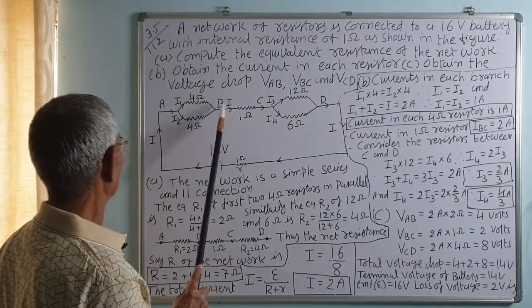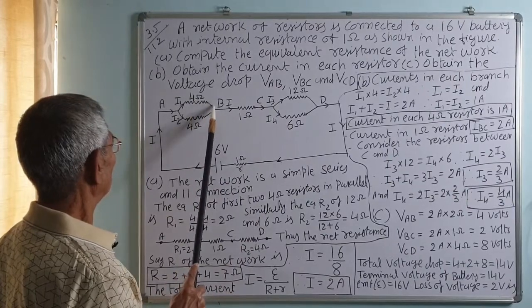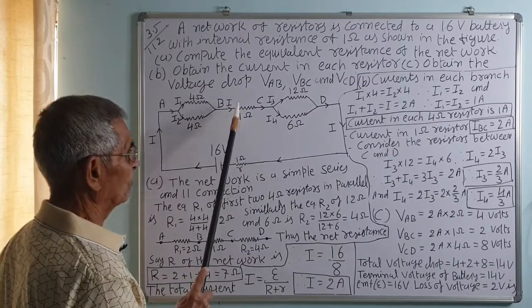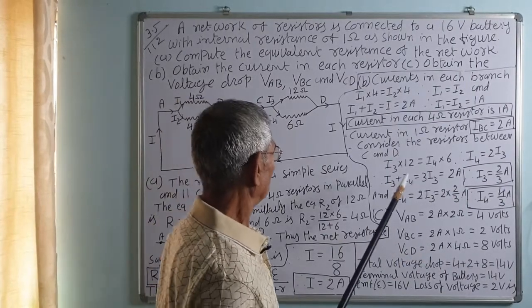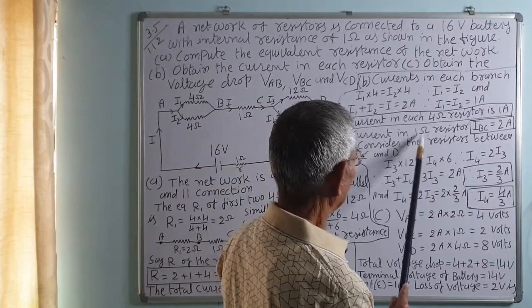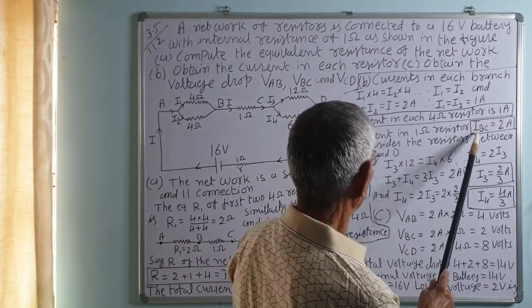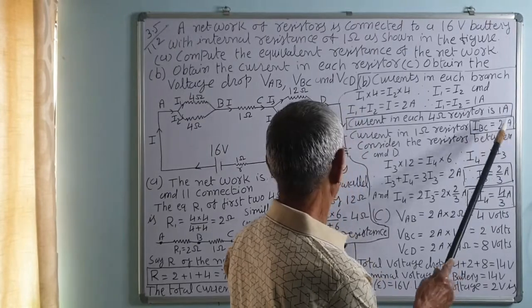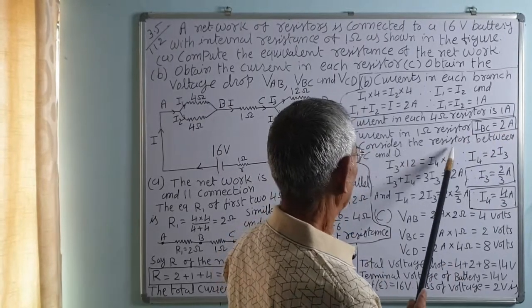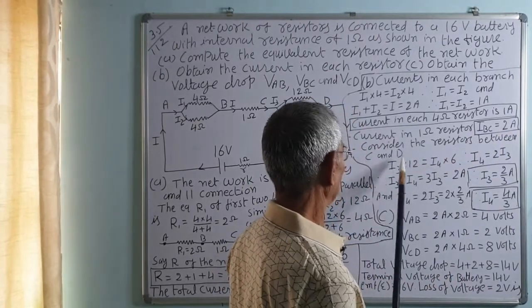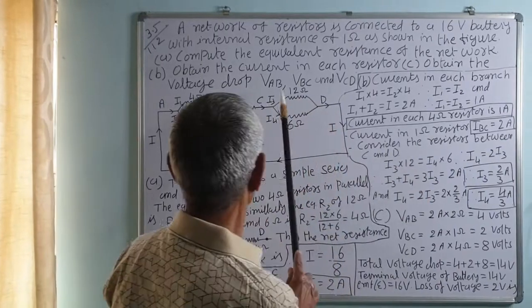Here the total current, I1 and I2, they meet here. So, here in the 1 ohm it is 2 ampere. The current in the 1 ohm resistor, that is IBC, is 2 ampere. Consider the resistor between C and D, this portion.